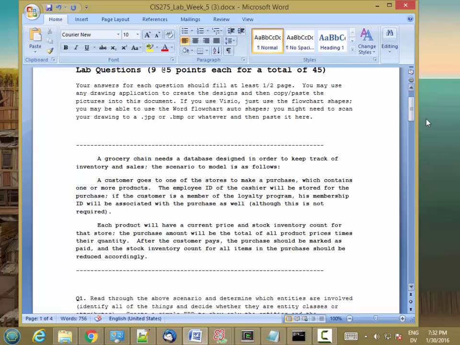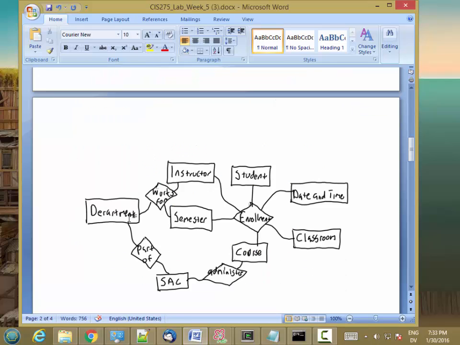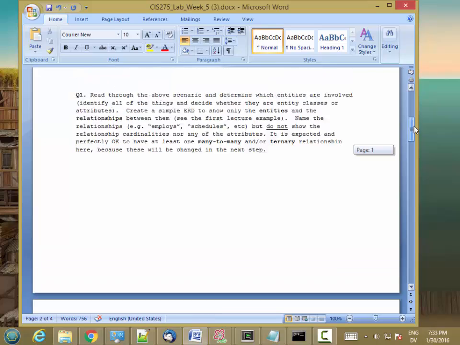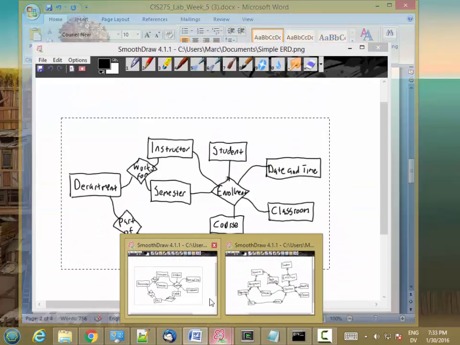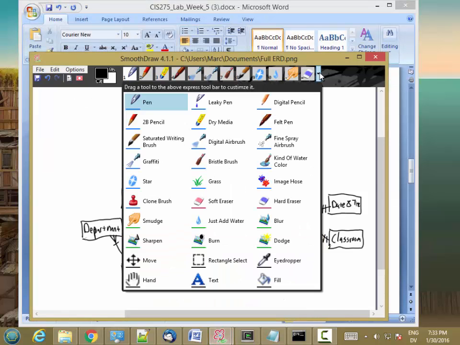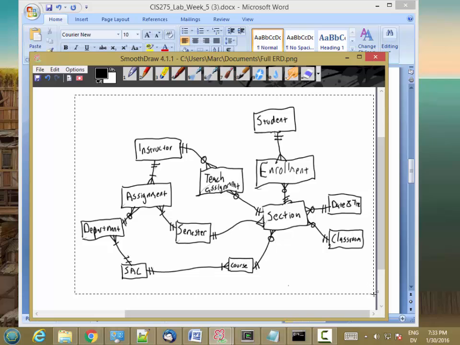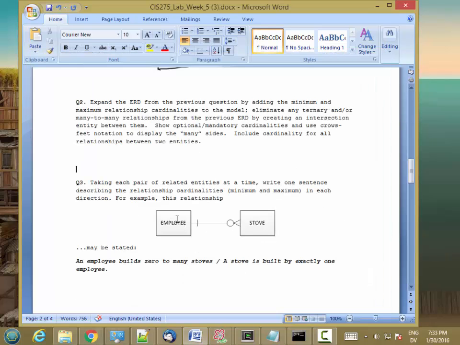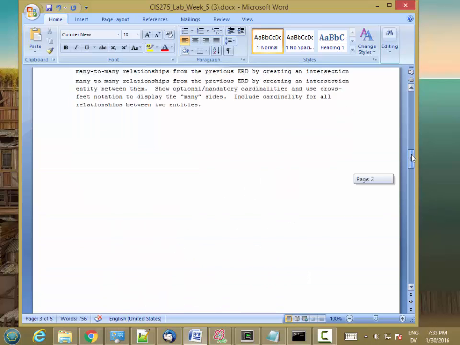Then I'm going to go to the lab document, and under question 1, I'm just going to paste right there. So that's all I need to do for the simple ERD. And then for the full ERD, I'm going to do the same thing. So let's select the rectangle and then box select, and copy, and paste. So there's my full ERD as well.